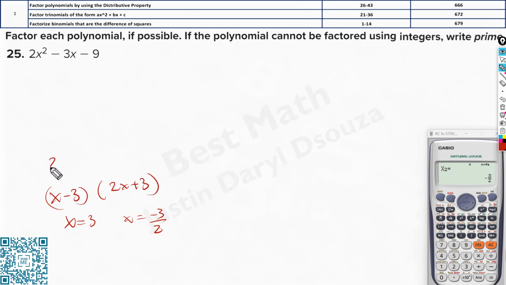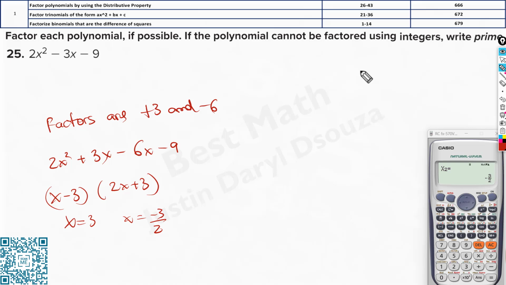So let's multiply. It'll be 2x squared. x times 2x is 2x squared plus 3x minus, now over here, it'll be 3 times 2, it's 6x, minus 6x minus 9. So now if you simplify this, you get the question. So we write the factors are plus 3 and negative 6. So these are the 2 factors.